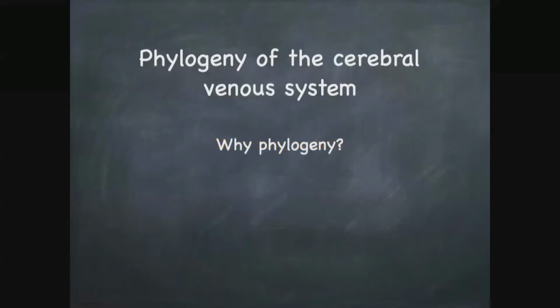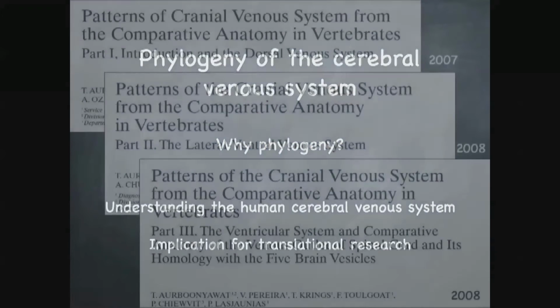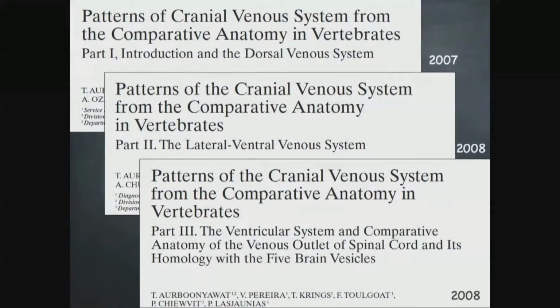Why is phylogeny necessary? Maybe phylogeny helps to understand the human cerebral venous system, especially venous variations, and it also has some implications for translational research. However, there are not so many papers describing the phylogeny of the venous system. These three papers from the Phylogeny group, published in 2007 and 2008, are very excellent papers. It's better to read these three papers for further understanding of the venous phylogeny.